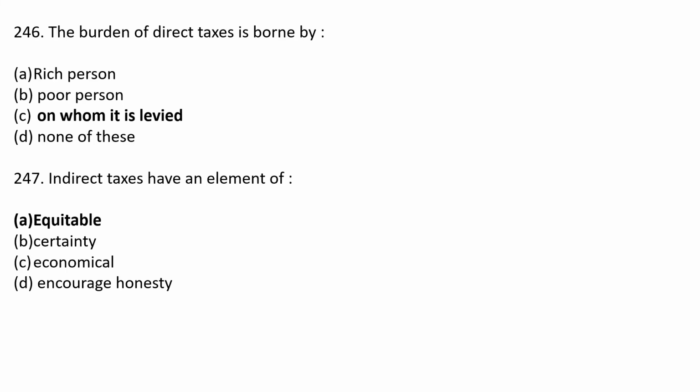The burden of direct tax is borne by option A rich person, option B poor person, option C on whom it is left, option D none of this. The correct answer is option C on whom it is left. The burden of direct taxes is borne by on whom it is left.